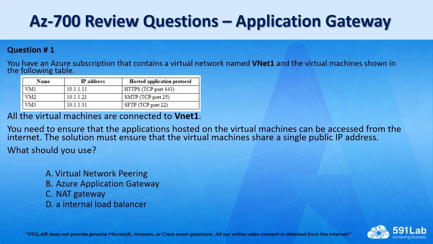If I look at the options: virtual network peering, Azure Application Gateway, NAT Gateway, and internal load balancer. If you look at all these 4 options, none of them will tell you how to use a single IP address except Azure Application Gateway. So our answer should be Azure Application Gateway, which we can use to share a single public IP address to access different applications behind it. Let's move to the next question.